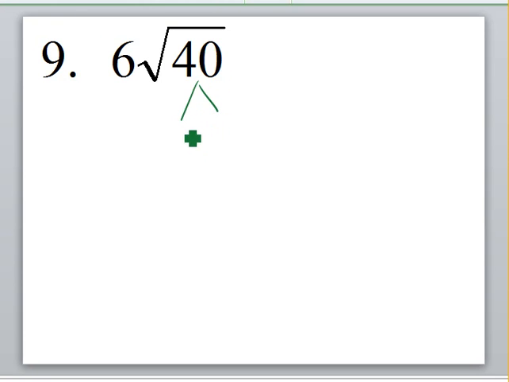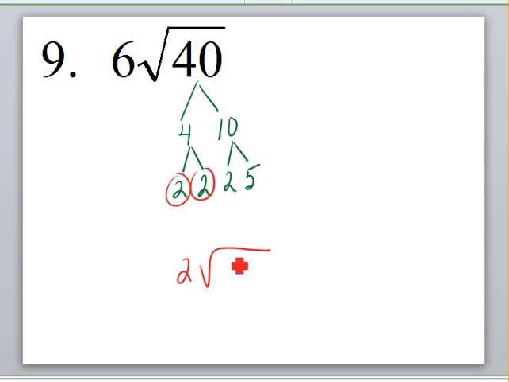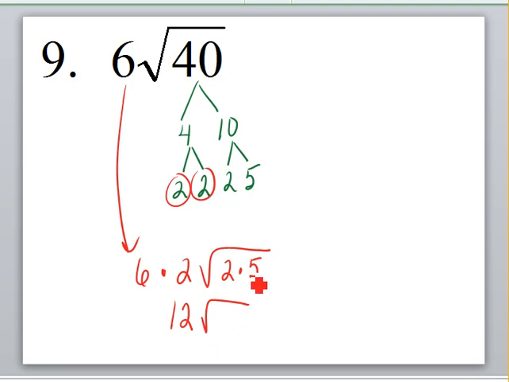The square root of 40 can be broken down into 4 times 10. 4 is 2 times 2, and 10 is 2 times 5. I have a pair of 2's. 2 comes on the outside. 2 and 5 stay on the inside. The 6 comes down and is on the outside. Multiply these together, you get 12. Multiply the 2 and 5 together, you get 10.